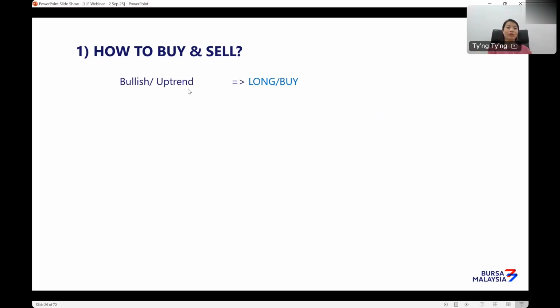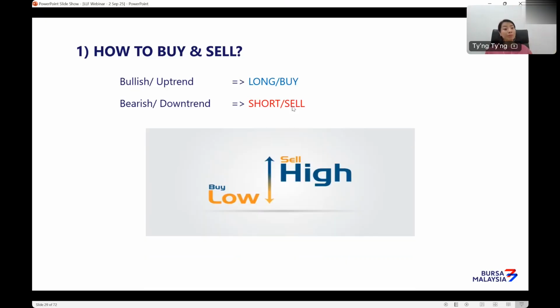In a bullish market or uptrend, you can long. For futures, the term we use is long, or you can use the term buy, interchangeably. Don't worry about it. And during a downtrend or a bearish market, you can short, which is the futures term, or you can sell, interchangeable as well. The concept is very simple: buy low, sell high, or you can start by selling high, then buy back at a lower price.